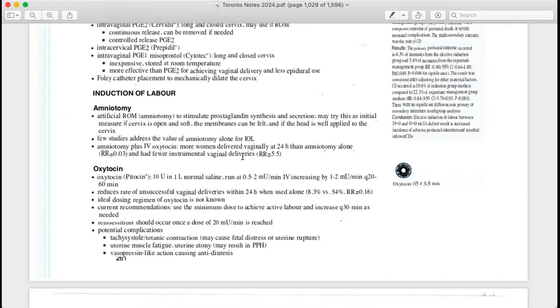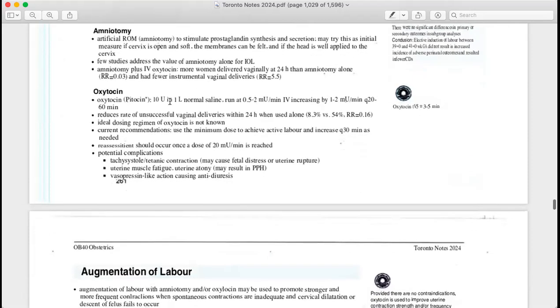If you are using just amniotomy, amniotomy plus IV oxytocin is preferred over this one and had fewer instrumental vaginal deliveries. Coming to oxytocin: 10 units in 1 liter normal saline, run at 0.5 to 2 mU per minute IV, increasing by 1 to 2 mU per minute every 30 minutes. You don't need to remember that. Just remember that oxytocin reduces the rate of unsuccessful vaginal deliveries, and the current recommendation is to use the minimum dose to achieve active labor.